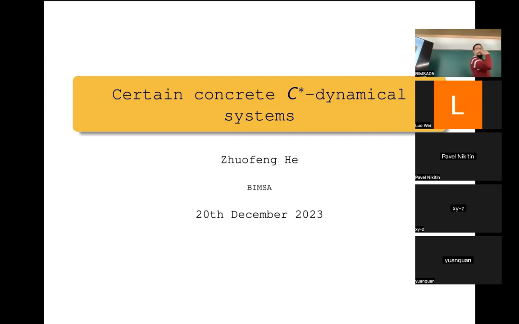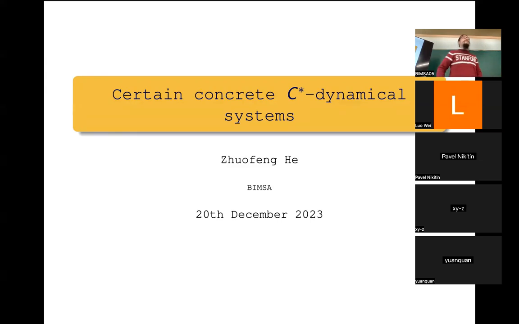So thank you very much. Many thanks to Professor Wang and the other organizers of this seminar. I'm very glad to present a talk here and to have this opportunity to talk about some concrete C-star dynamical systems. Basically, I'm going to talk about actions on rotation algebras. This is what I mean by this class of C-star dynamical systems, and I'm talking about this study in the context of classification of C-star algebras.